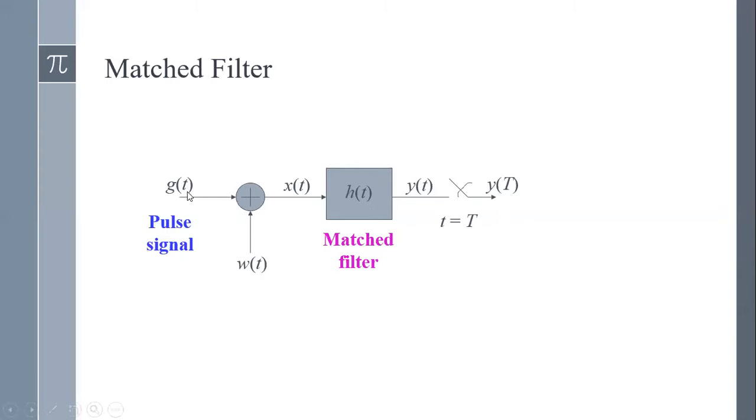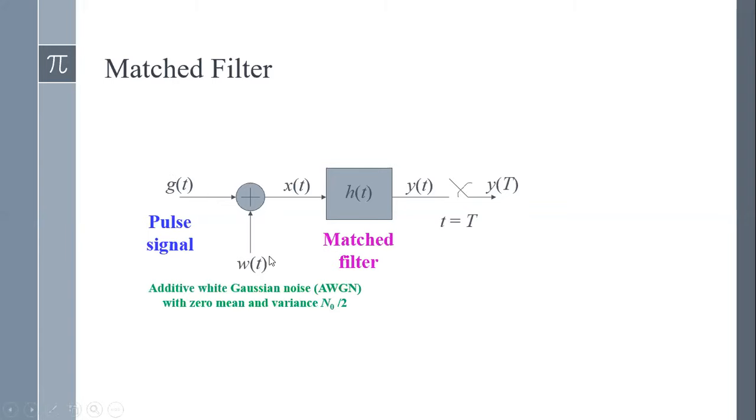Now what is this pulse signal g of t? g of t is the same as s of t in the previous diagram. That means I am sending bits. After that, they have been converted into minus A and plus A. Then it has been sent to a pulse shaper, and the output of the pulse shaper is g of t. So this is the pulse signal that I am sending.